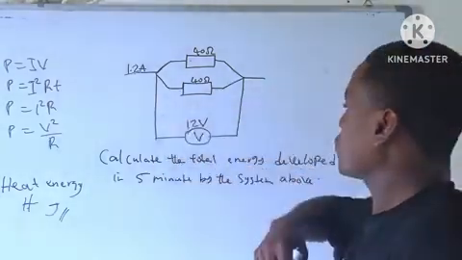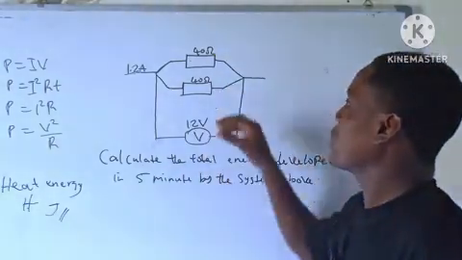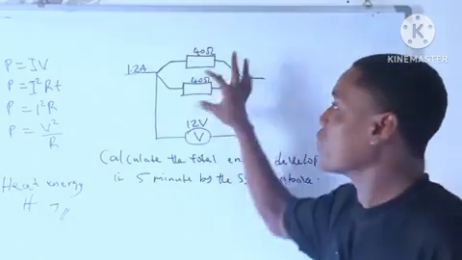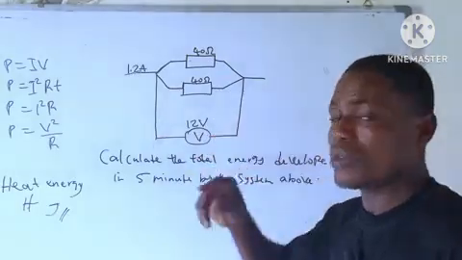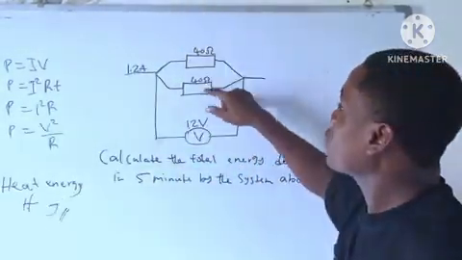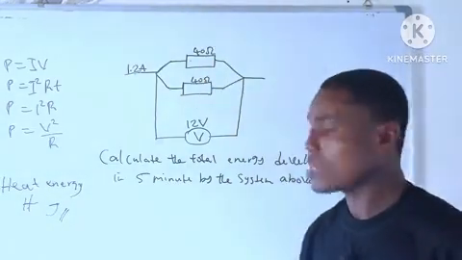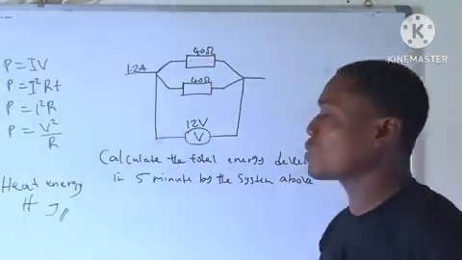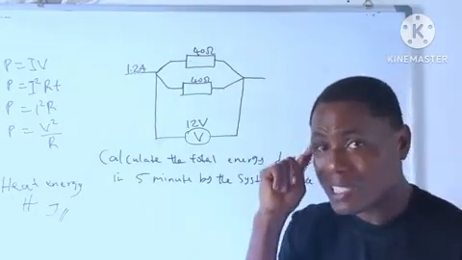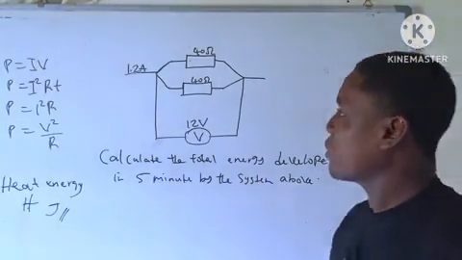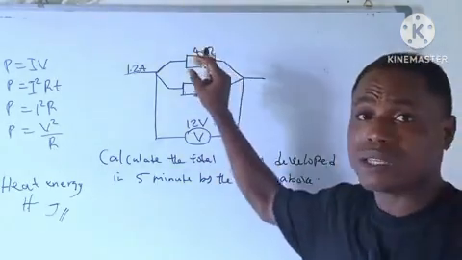Now, they say calculate the total energy developed in 5 minutes by the system above. So the first thing we do, if you are given this type of diagram with current and volt, you notice that these two resistors are connected in parallel, right? So let's solve for these two so that we come out with a single resistor or resistance. Okay, so what is the formula to calculate for resistors in parallel?